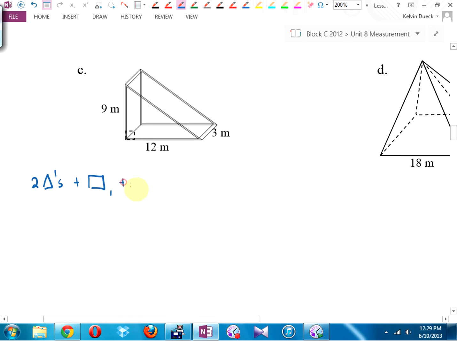Rectangle 1 plus rectangle 2 plus rectangle 3. Okay. That takes 1 second, and that gives us our plan of attack. There is no generic formula for this. It's visualize each shape, visualize the net, visualize this all unfolded and laid flat. Okay.